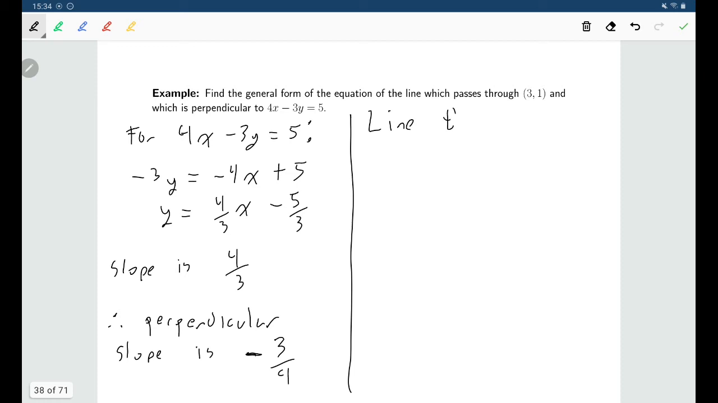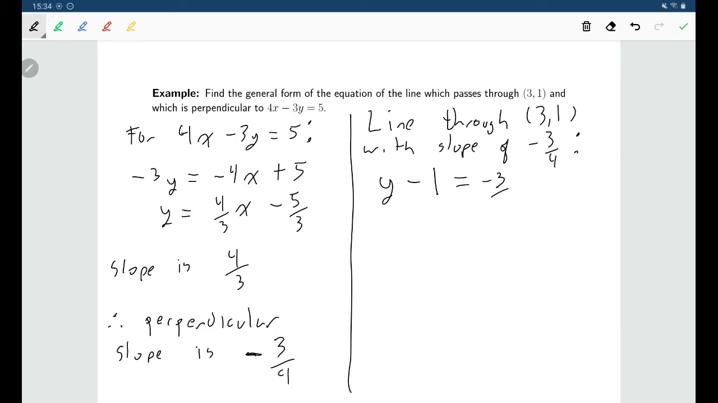The line is supposed to go through (3, 1) with a slope of negative 3/4. So I can use my slope-point form. y minus the y-coordinate equals my slope times x minus the x-coordinate. And I'm going to do the same thing that I did before, which is I'm going to clear out my fractions by multiplying everybody, left side and right side, by 4.